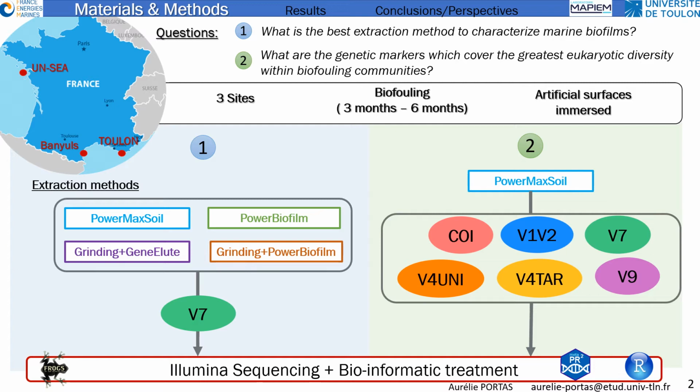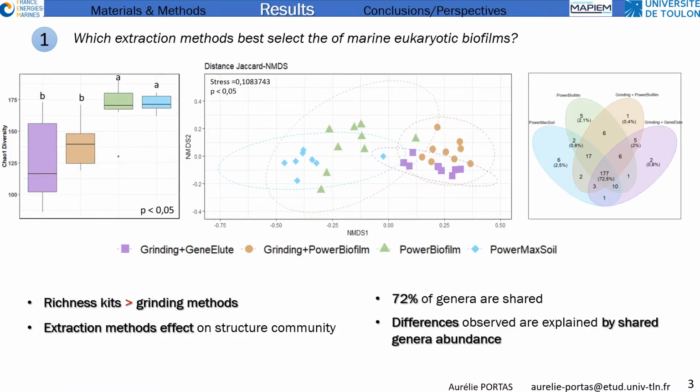We also have 3 other samples from another French Mediterranean and Atlantic site to assess the site effect versus the primer effect. On the first graph, you can see the Chao1 index showing the highest richness was reached for the kit method, whereas for the grinding methods it was lower. Considering beta diversity, we clearly see that extraction methods influence community structure. However, this Venn diagram shows that there are more than 70% of shared genera. This highlights that beta diversity differences come only from the relative abundance of the shared genera.